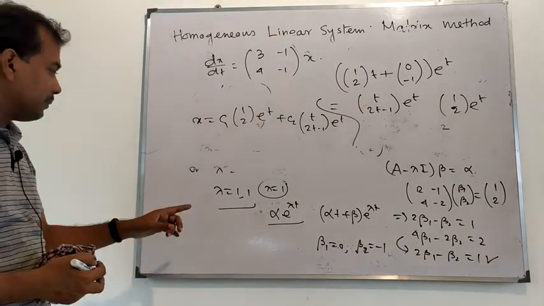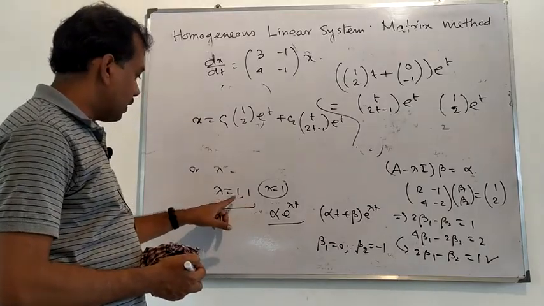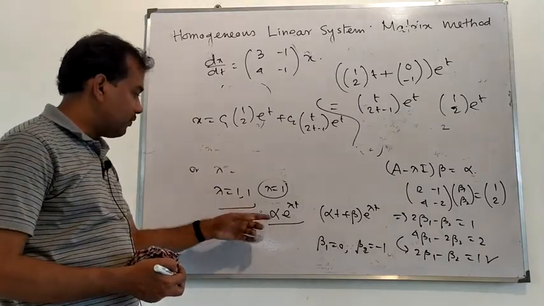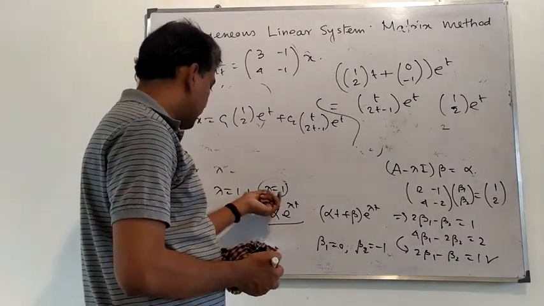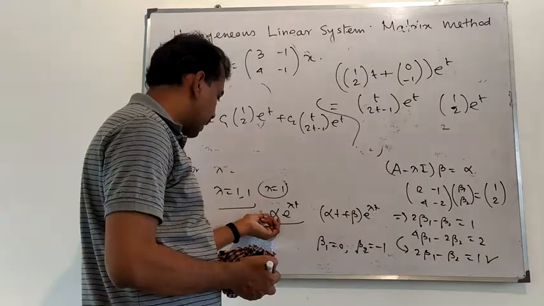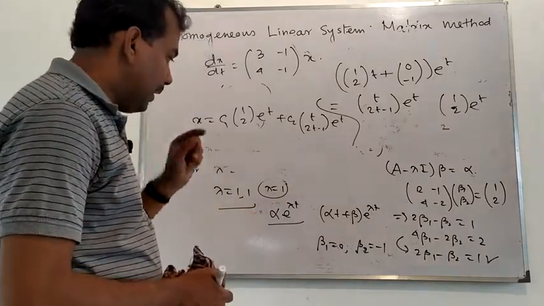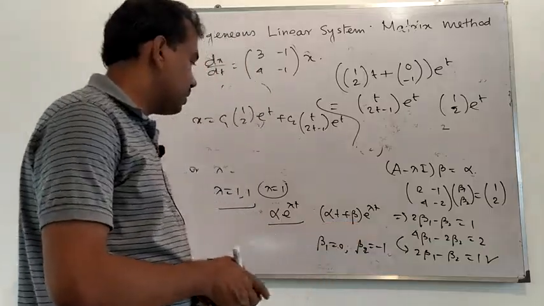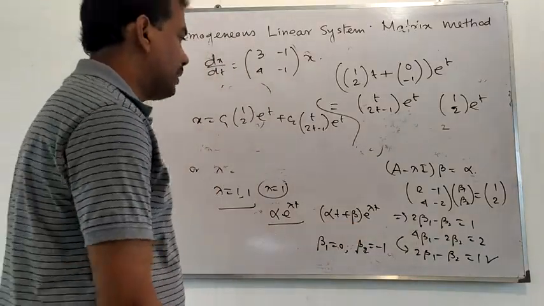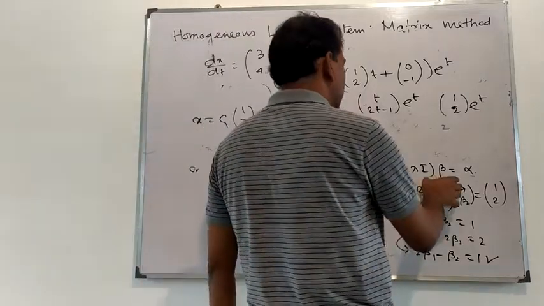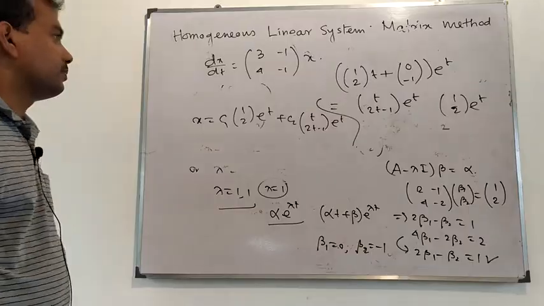This is the general solution of this system. That is, when two values of lambda are equal, corresponding to lambda equal to 1 we first find alpha, and alpha into e to the power lambda t is a solution, and another linearly independent solution is alpha t plus beta, e to the power lambda t, where beta is calculated from this equation. That's all.